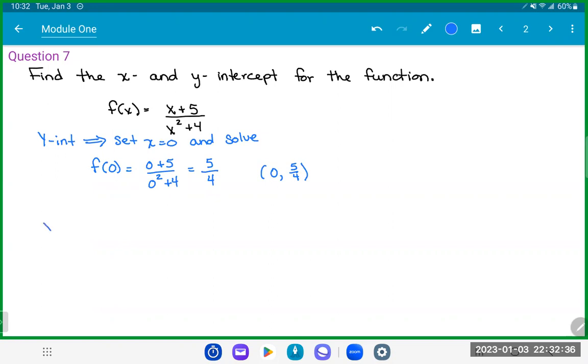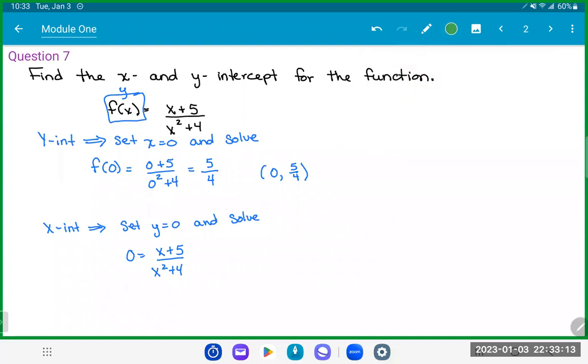Similarly, for my x-intercept, I need to set y equal to 0 and solve. Now, f of x is the same thing as y. So we could say that 0 is equal to x plus 5 divided by x squared plus 4. Now we want to solve for x.